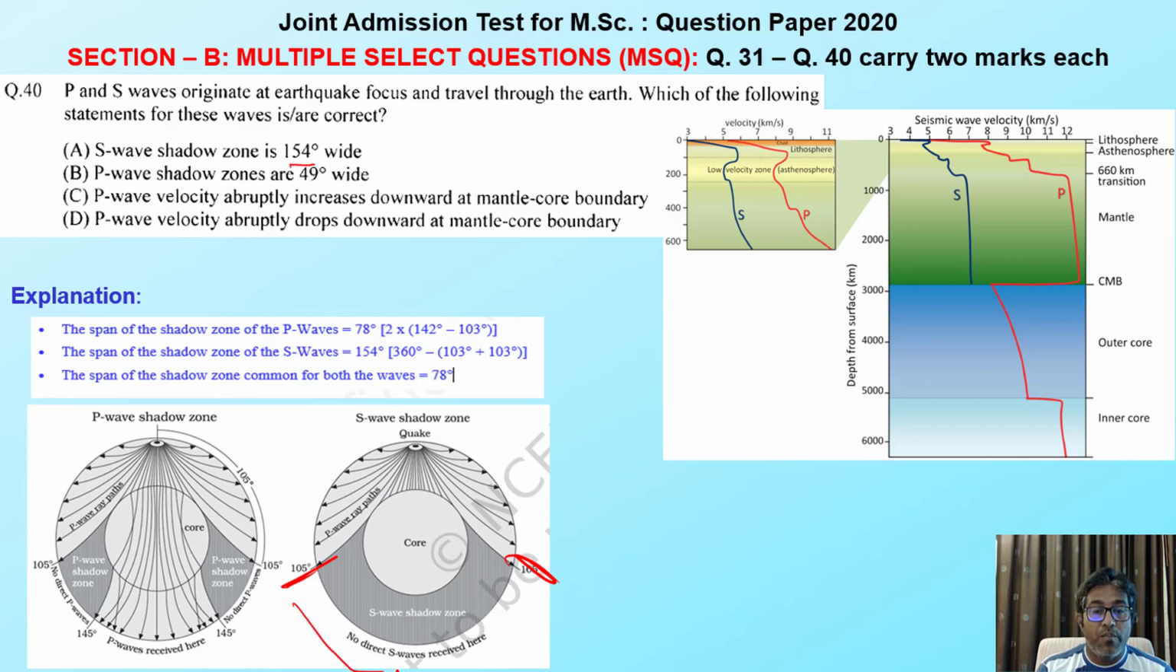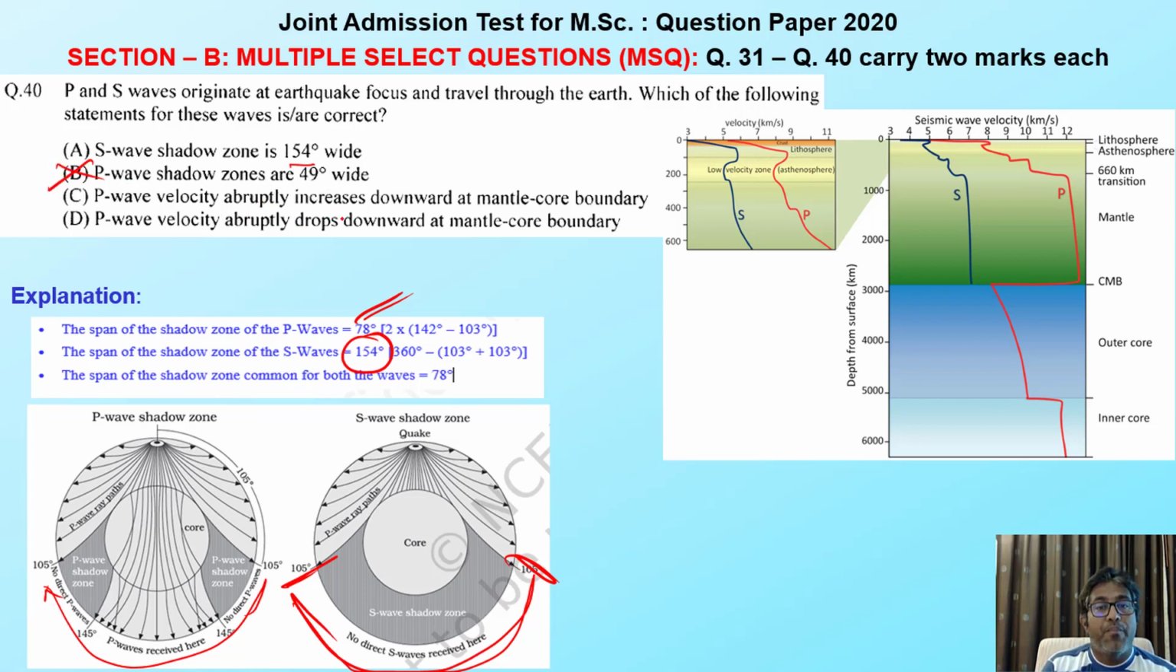Okay, so what will be the angle for this zone? It should be 154. And same, what should be the angle of this arc? It should be 78. It is already there in my telegram channel. I have already uploaded notes related to this one. Okay, so these are the spans of the shadow zones: 154 for S wave and 78 for P wave. So it is not my option.